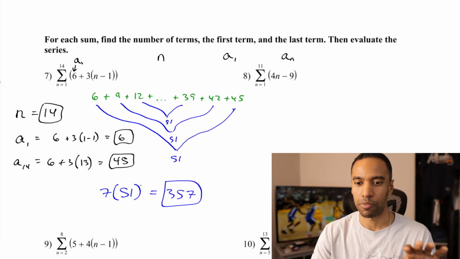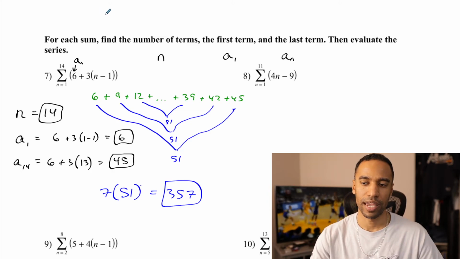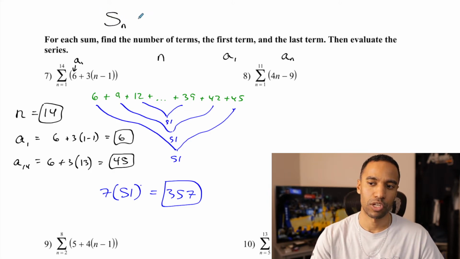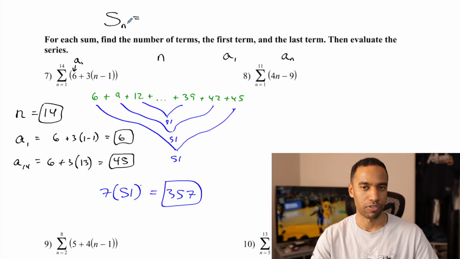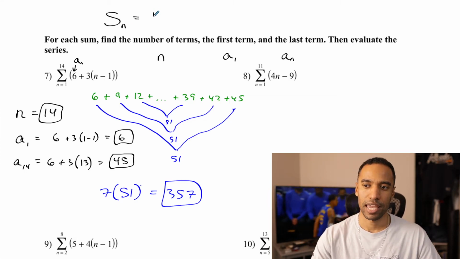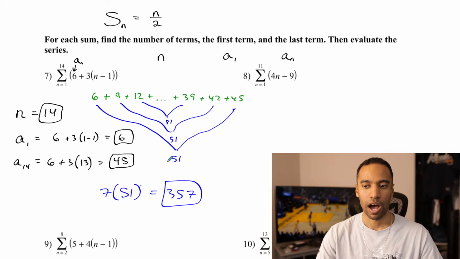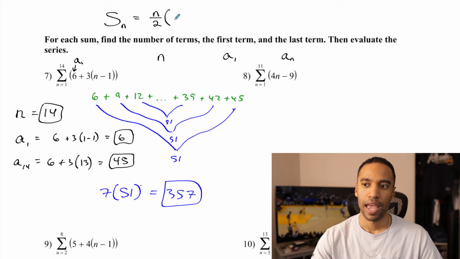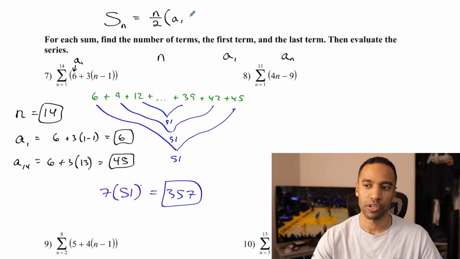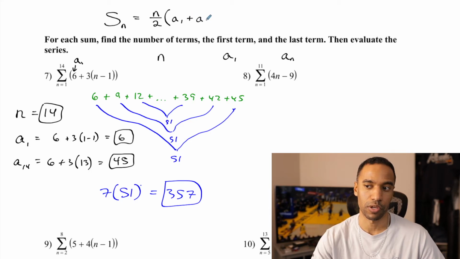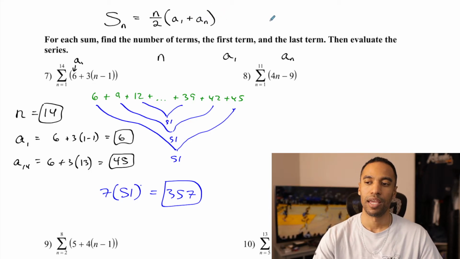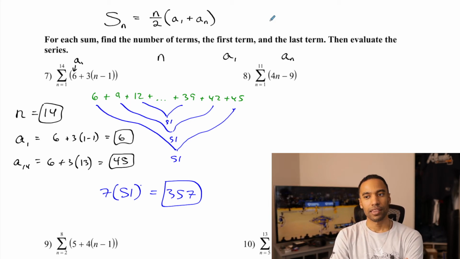Now, the formula that I'm using to make this work is S sub n, to represent the series of n number of terms here. And what we're going to do is take our number of terms and divide it by 2. This references the pairing off of our numbers. And you want to add your first term in the sequence with the last term in it. And this would be our formula.